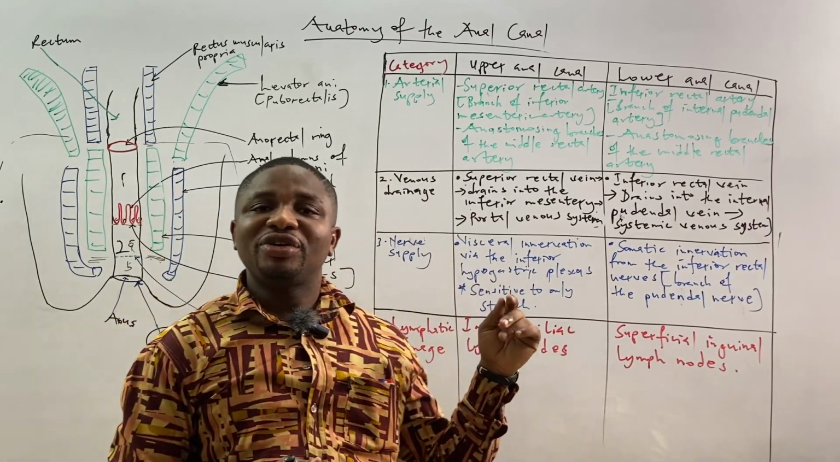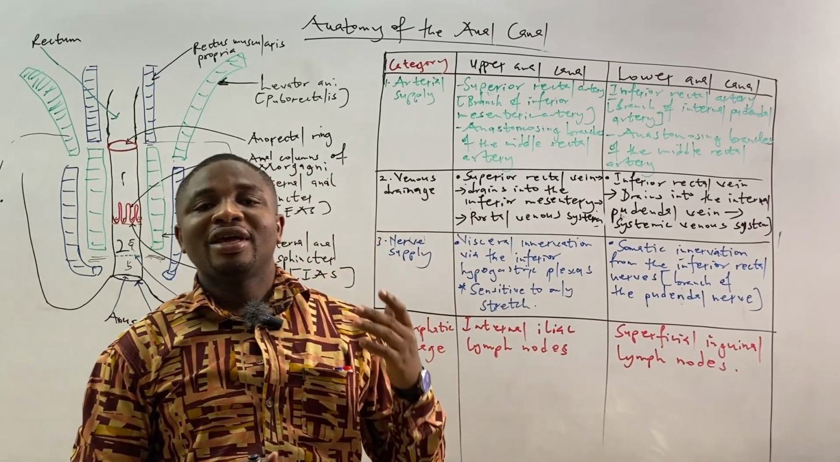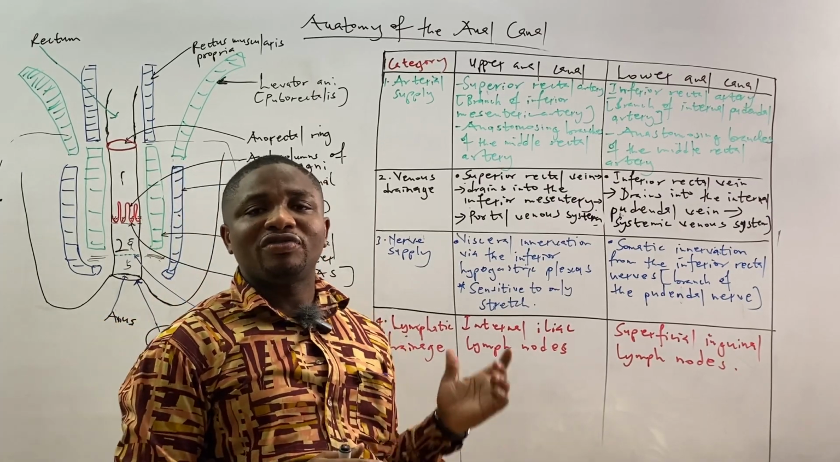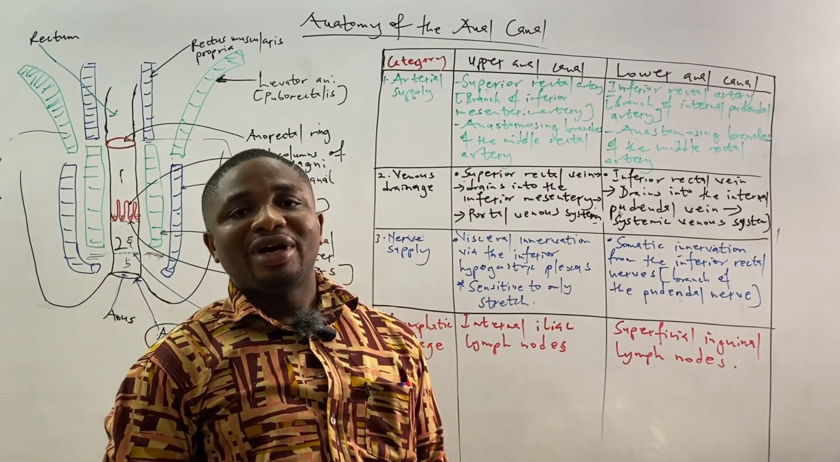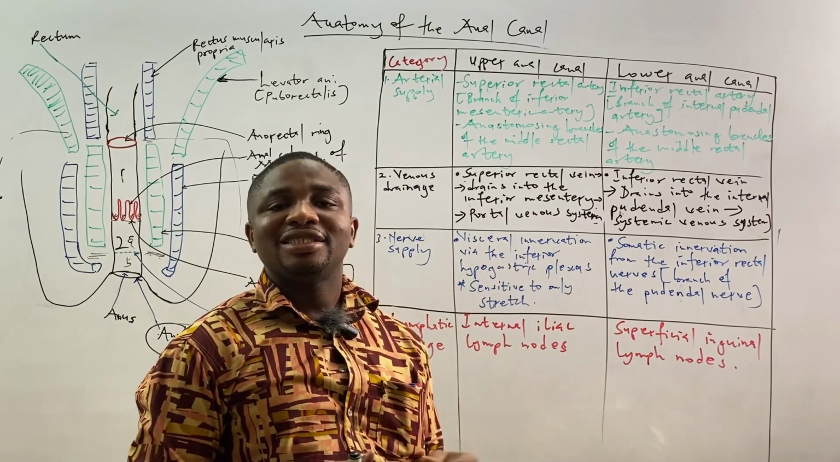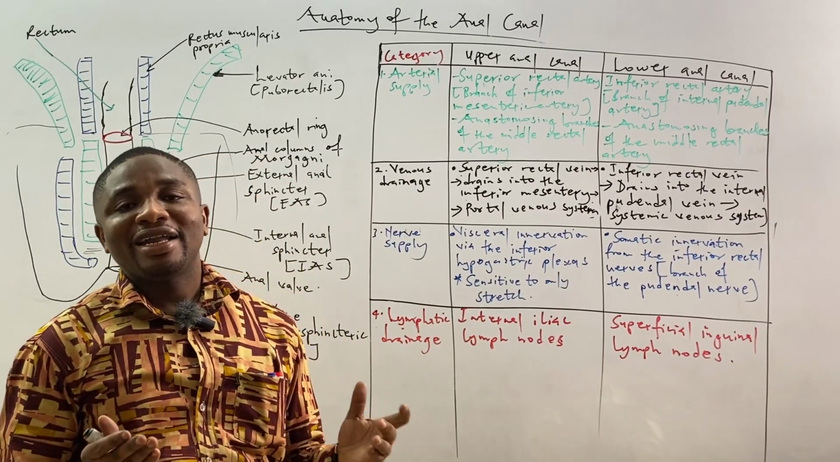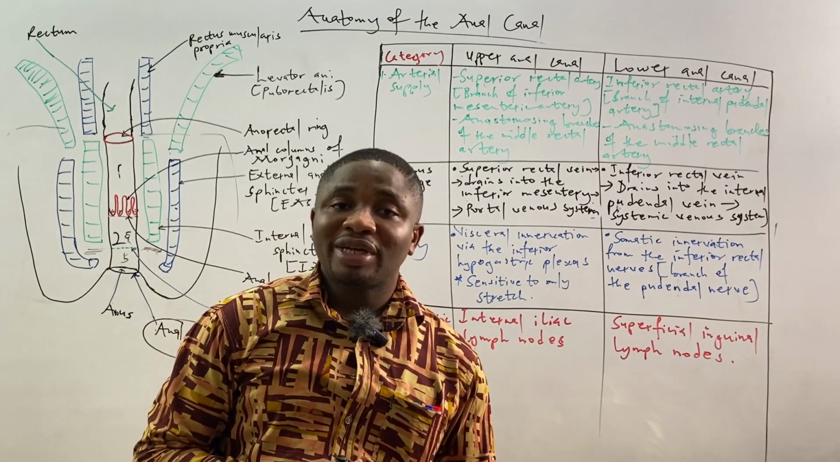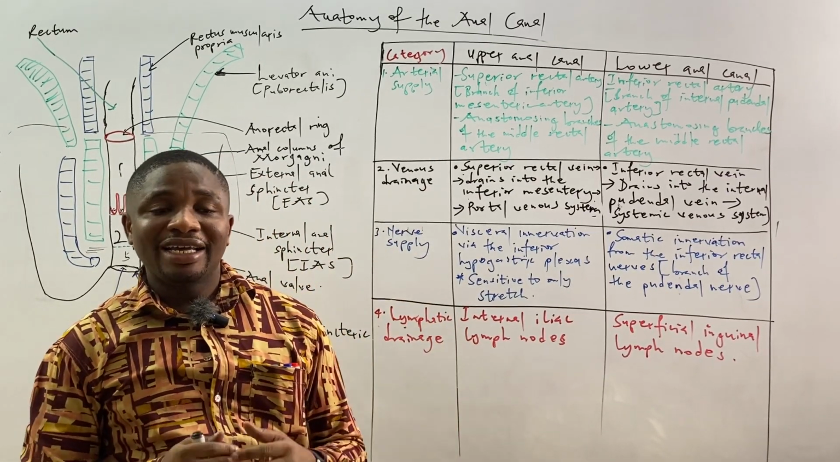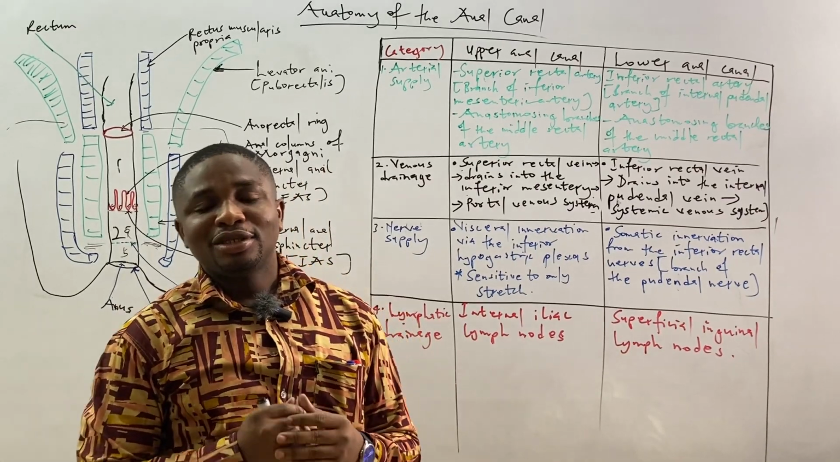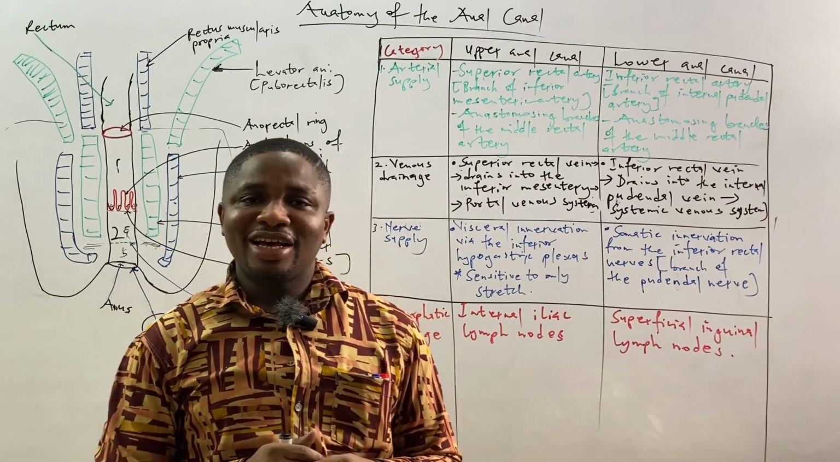The inferior mesenteric artery is coming from where? The abdominal aorta, and it gives off the superior rectal artery, which then supplies the upper anal canal. You should know that the upper anal canal is not only supplied by the superior rectal artery, it is also supplied by the anastomosing branches of the middle rectal artery.